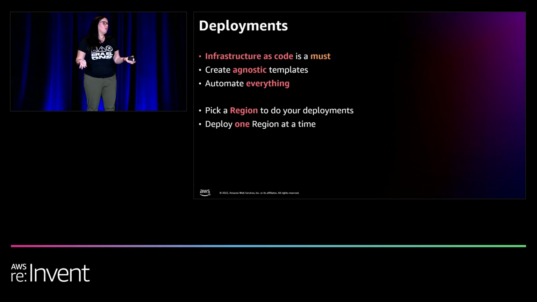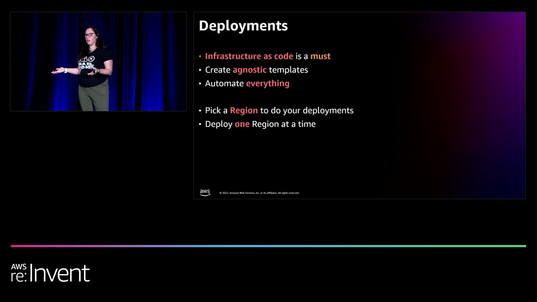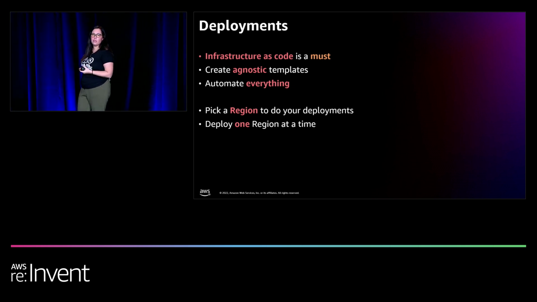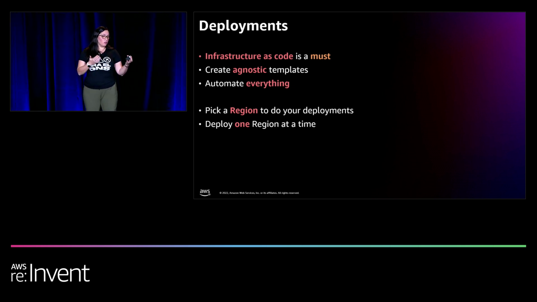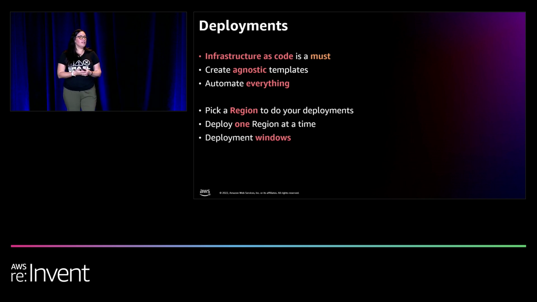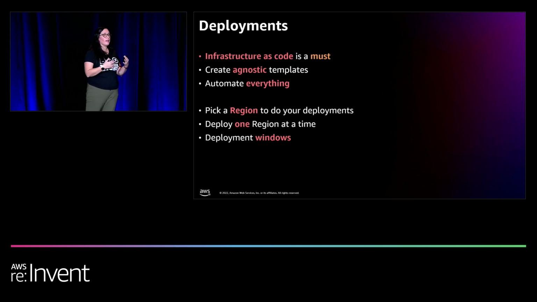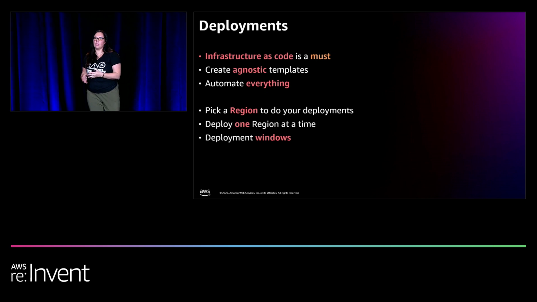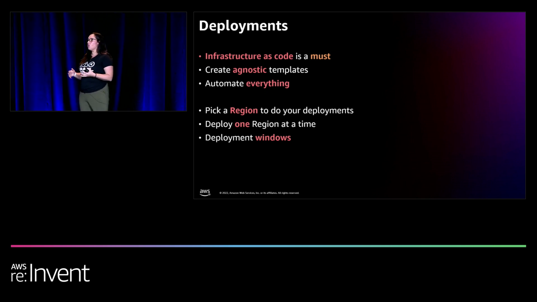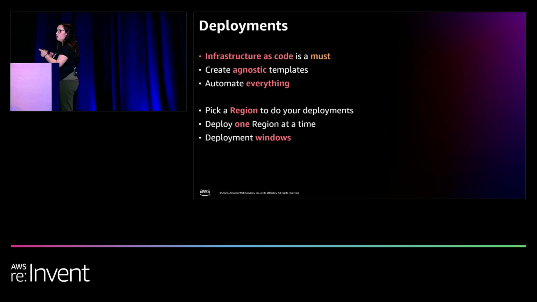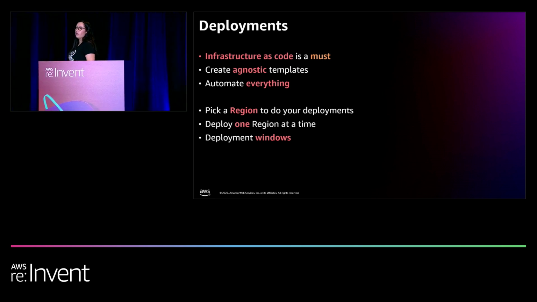And then please deploy one region at a time. Don't deploy everything at the same time. We already talked at the beginning that deployments are one of the main reasons things fail. So do it one at a time, test, and then move to the next region. And this is very important: the deployment window. If you want to provide the best experience for your users, understand when the users are using your system and deploy at the right time.